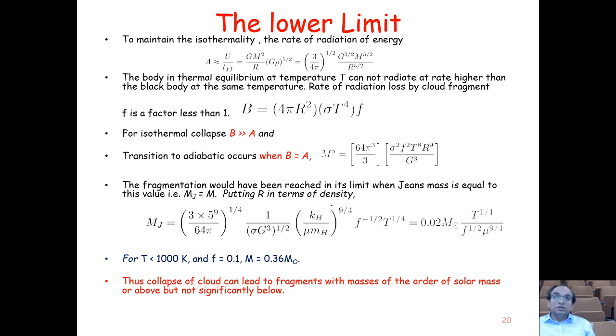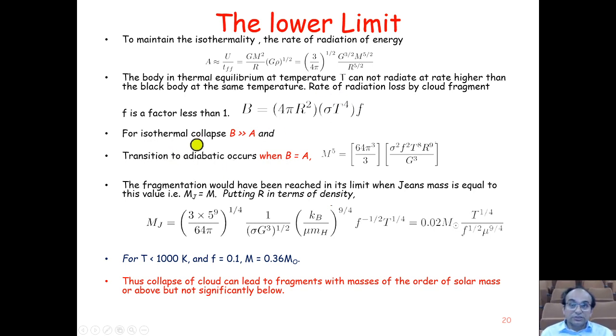What could be the lower limit of the fragmentation? To maintain isothermality, the rate of radiation of energy A is equal to the gravitational potential energy divided by the free fall time. That comes to be proportional to M to the power 5 and inversely proportional to r to the power 5/2. A body in thermal equilibrium at temperature T cannot radiate at a rate higher than the black body rate. So the radiation loss of the cloud B is equal to 4 pi r squared sigma T to the power 4 times F. F is a fraction, which is basically 1.